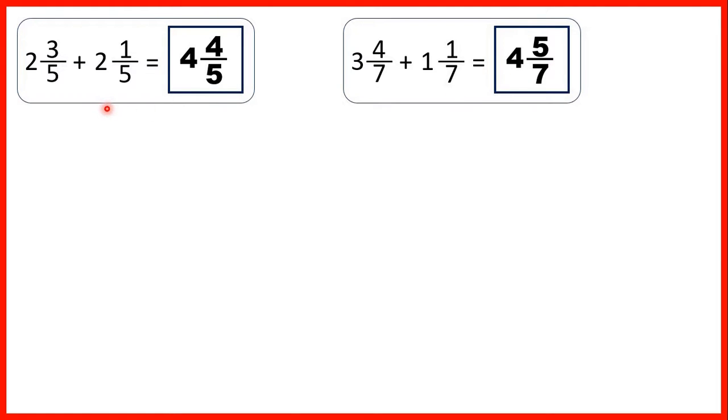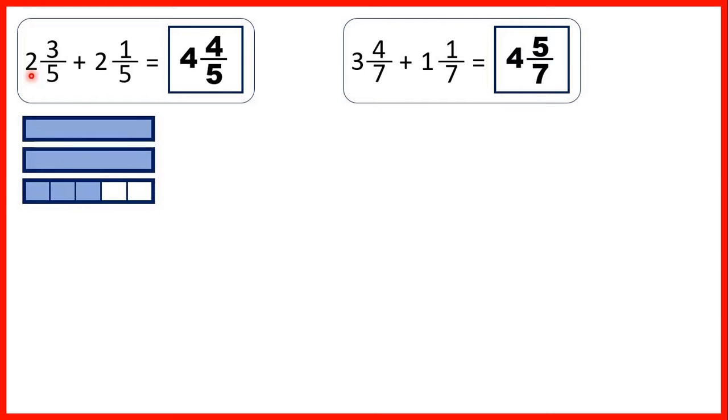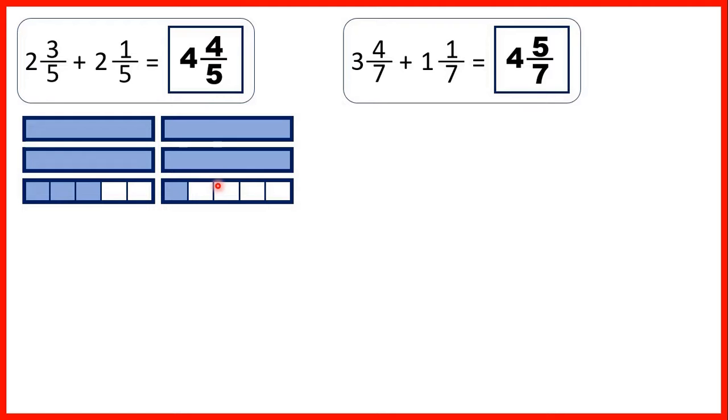To show what we were doing here, we started with 2 and 3 fifths, so that's 2 wholes and 3 parts out of 5 of another fraction bar, and we were adding 2 and 1 fifth. We started by adding our fractions, and when we put them together, we can see that we have 4 fifths. Then we added our wholes, and 2 plus 2 is 4, so that was the whole number of our mixed number answer.